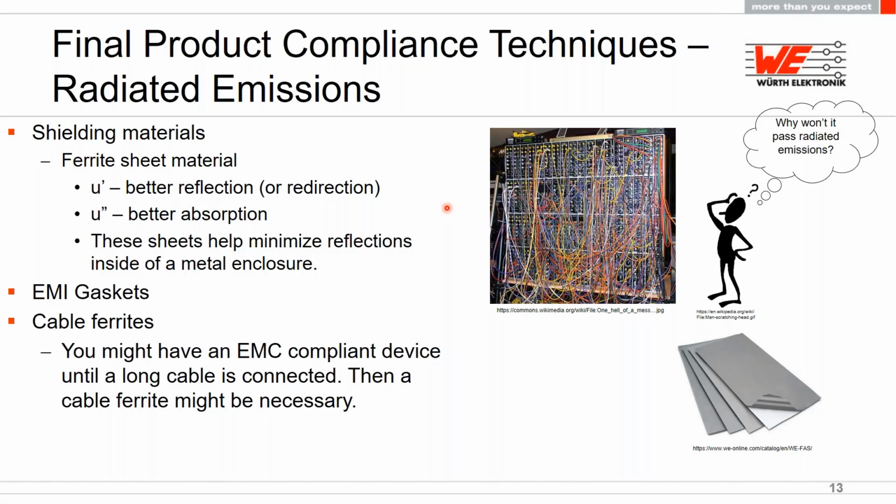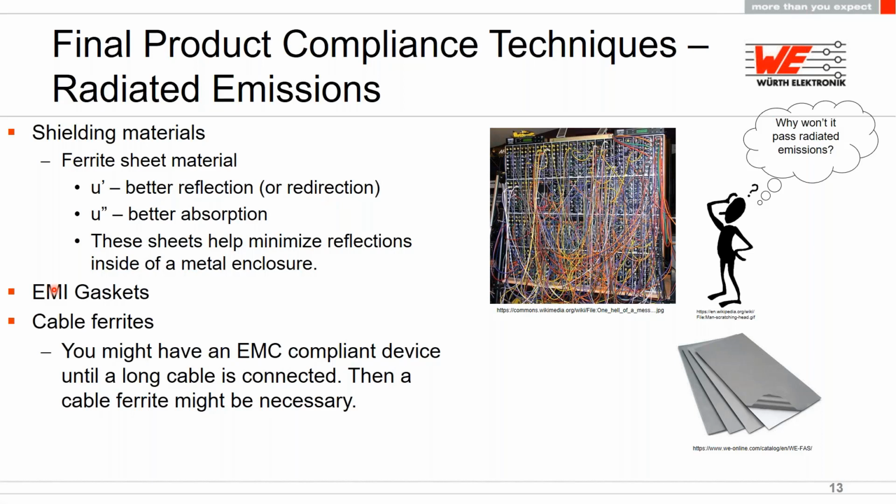Two main parameters that you would use to choose a ferrite sheet material would be mu prime, and this is for better reflection or redirection of the magnetic field. This is when you're actually using the magnetic field for doing something like wireless charging, NFC, RFID. So the main goal of this is to redirect it to keep this magnetic field away from other circuits, or to redirect it into a certain direction. For example, like NFC and RFID, because then you can actually increase the distance at which you communicate.